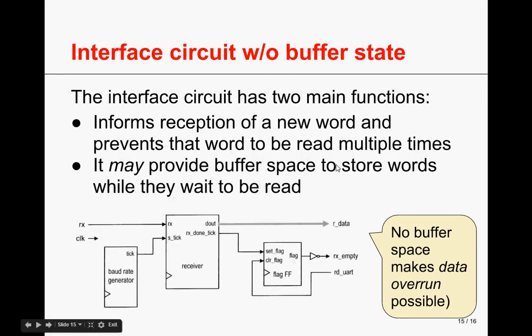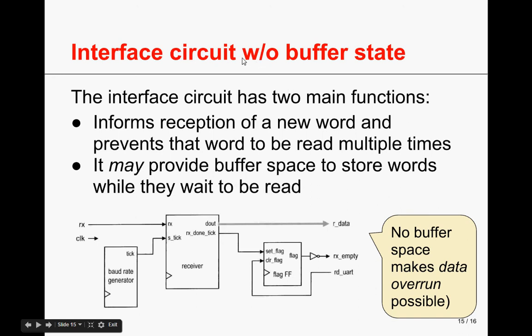Well, coming now to the last part, which refers to the interface circuit. So we said earlier that the receiving block has three main functions: the baud rate generator, the receiver itself, and the interface circuit. And this is the third function that we are now looking at. So the interface circuit has two main functions, as indicated here. It should inform that a new word has been read, and it should also prevent that word from being read multiple times. And the second main function is that it may, or may not, provide buffer space to store words while they wait to be read.